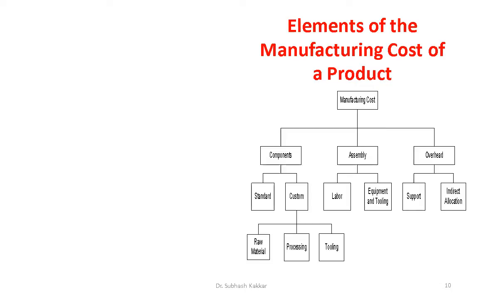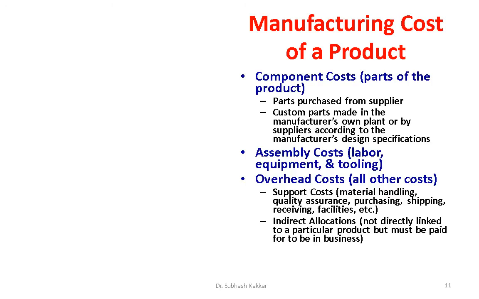Under assembly we require labor and we require equipment and tooling for assembly. Overheads, support and indirect allocation. Under components, custom made components are raw material, processing and tooling. Manufacturing cost of a product, component cost, parts of the product, parts purchased from supplier, custom parts made in the manufacturer's own plant or by suppliers according to the manufacturer's design specifications.